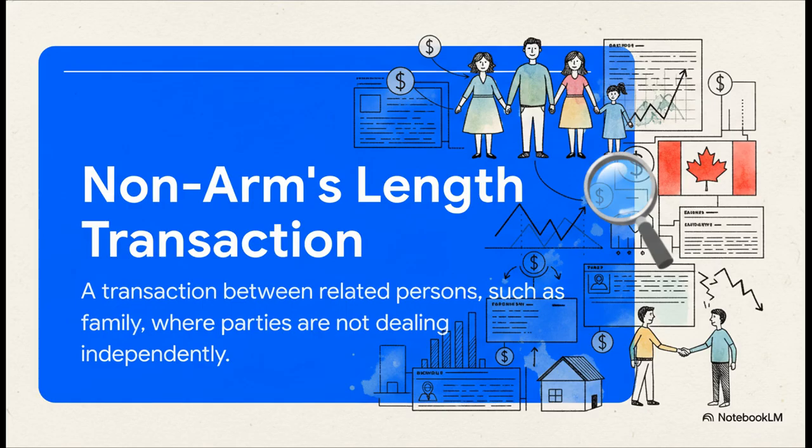You know, it sounds complicated, but it's not. It's simply a deal between people who are related. Think a parent selling to a child or a transaction between siblings. The Canada Revenue Agency basically assumes that you might give your family a better deal than you'd give a stranger, right? So to keep things fair for everyone, there are special rules that apply.